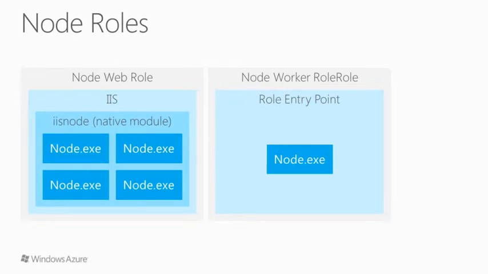The second type of virtual machine is called a worker role. This role hosts a raw Node.exe process and does not have IIS installed. There are a couple of reasons you would want to run Node.exe in a worker role instead of a web role. For example, running a scheduled task or a technology not compatible with IIS, such as WebSockets, are good reasons to use a worker role.